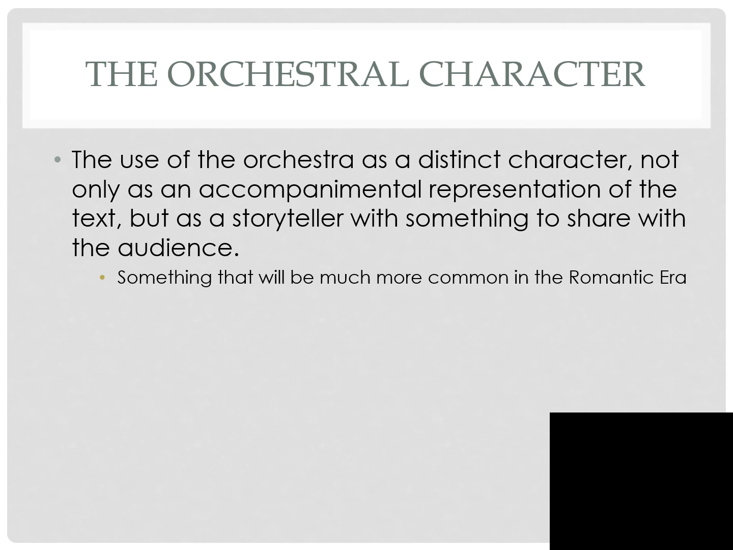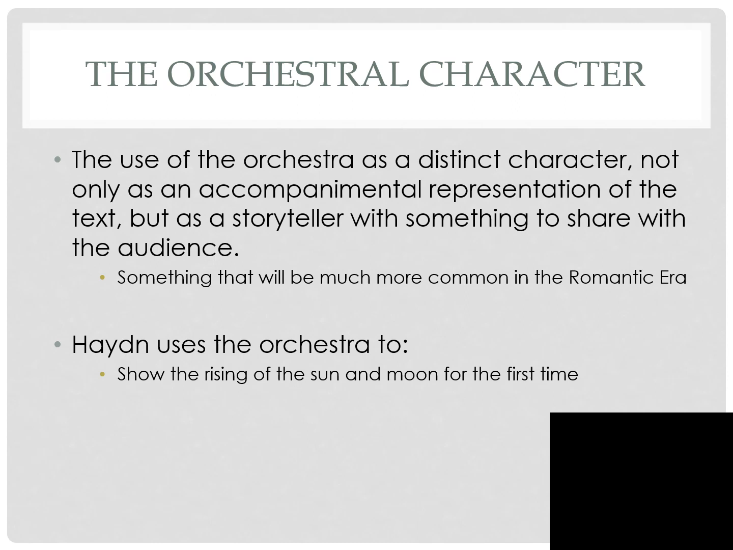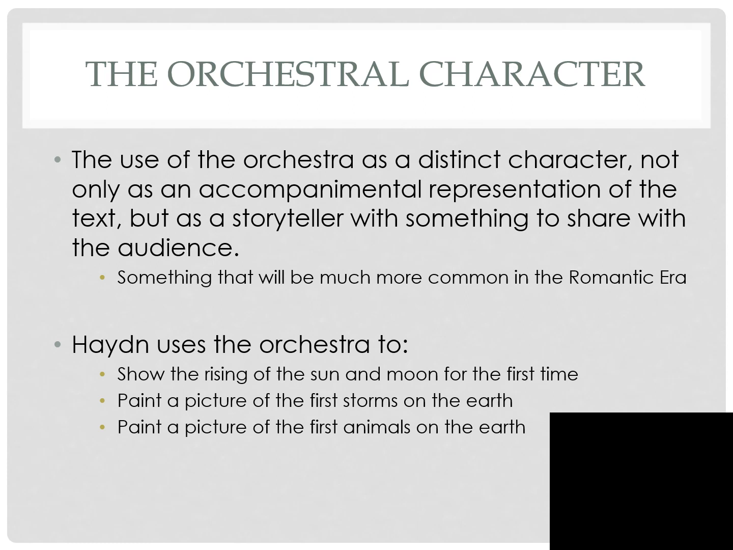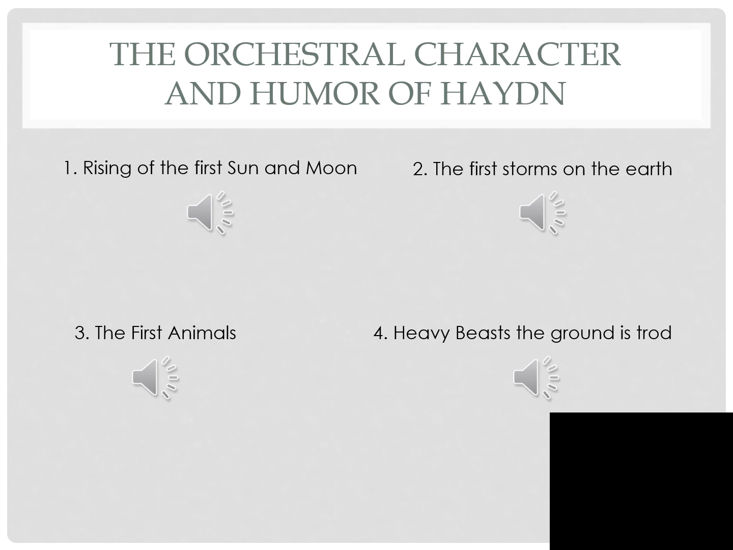Something that would be much more common when we get to the Romantic era, when we think of Berlioz's Symphonie Fantastique or something like that. Haydn uses the orchestra to do a variety of things, to show the rising of the sun and the moon for the first time, to paint a picture of the first storms on the earth, to paint a picture of the first animals on the earth, and especially the heavy beasts that trod upon the ground.